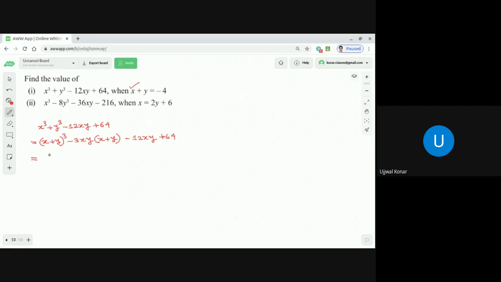Then what is x plus y? It is minus 4. Minus 4 whole cube minus 3xy, and x plus y is what? Minus 4. Yes, sir. Minus 12xy plus 64. So minus 4 whole cube is what? Minus 64. Minus 3xy into minus 4 becomes plus 12xy. Minus 12xy plus 64. So plus 64 minus 64 get cancelled, 12xy minus 12xy get cancelled, and you get 0.